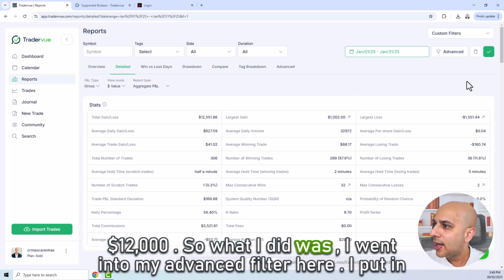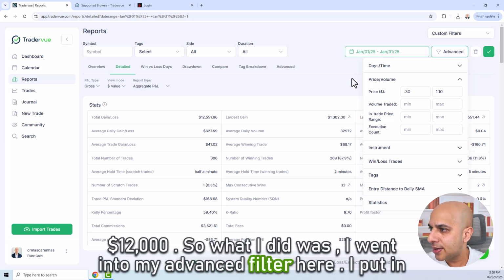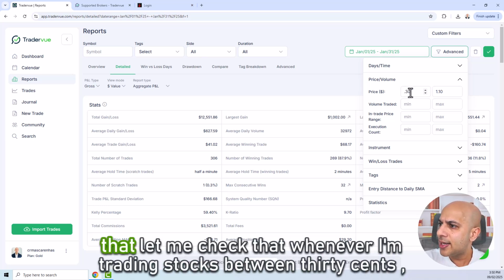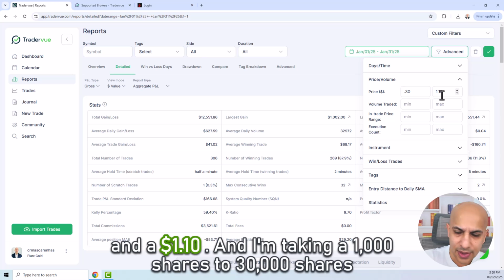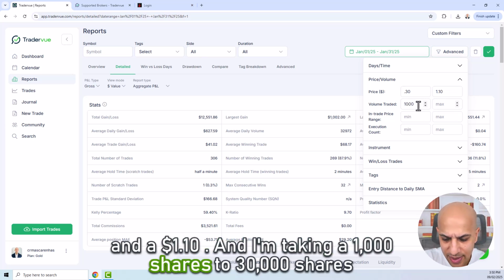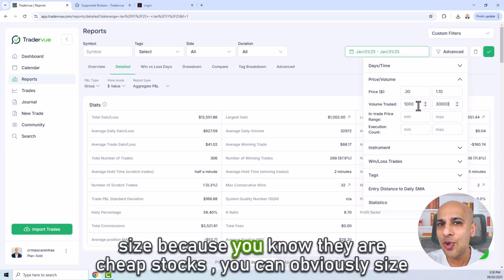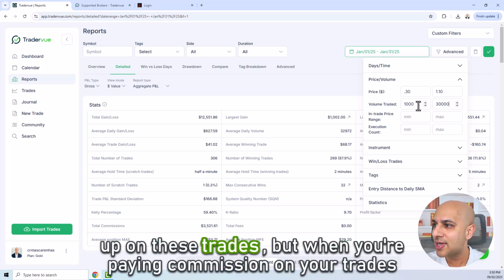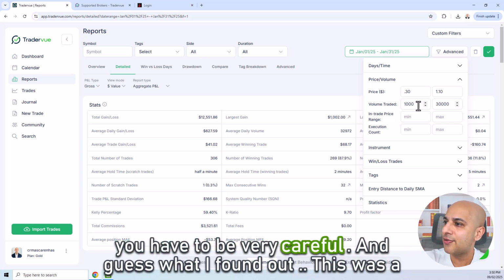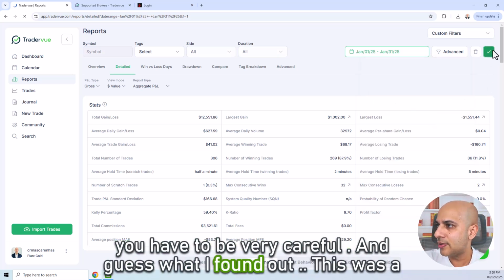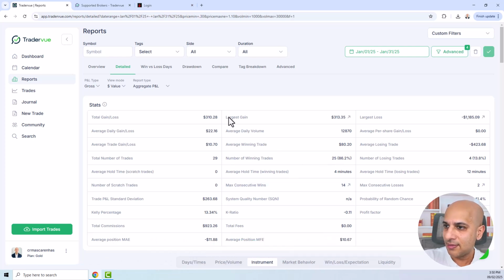So what I did was I went into my advanced filter here. I put in that let me check that whenever I'm trading stocks between 30 cents and $1.10, and I'm taking 1,000 shares to 30,000 shares in volume because they're penny stocks. So the first instinct is to take size because you know they're cheap stocks. You can obviously size up on these trades. But when you're paying commission on your trades, you have to be very careful. And guess what I found out? This was a shocker.